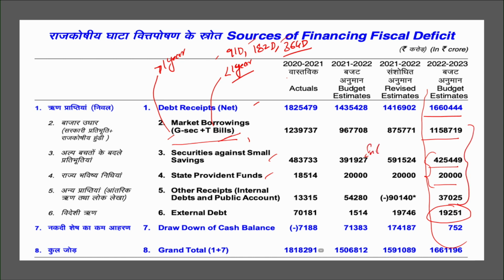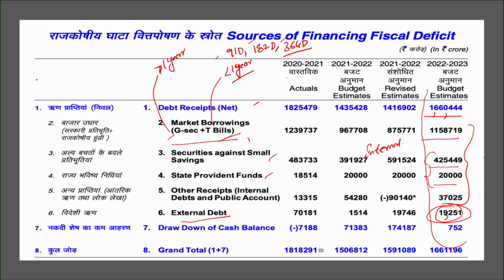I mean money that is borrowed within India is a very small proportion. If you look at it, out of 16,60,444 crores, hardly 19,251 crores, that happens to be roughly less than 2% of your total debt, is from external debt. So that's one more important thing that you need to remember.